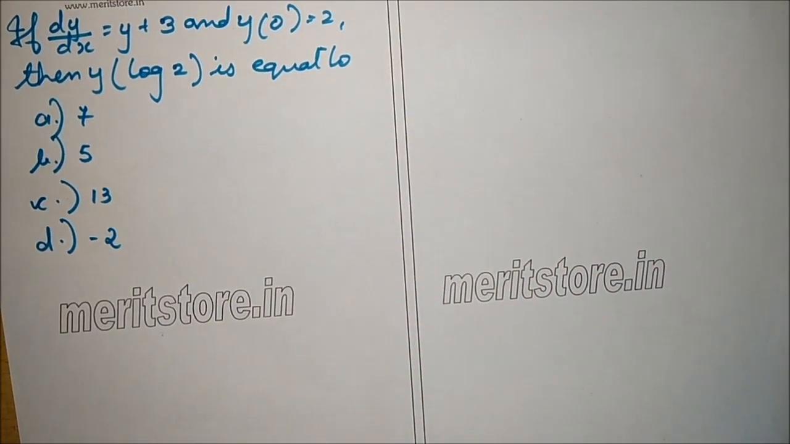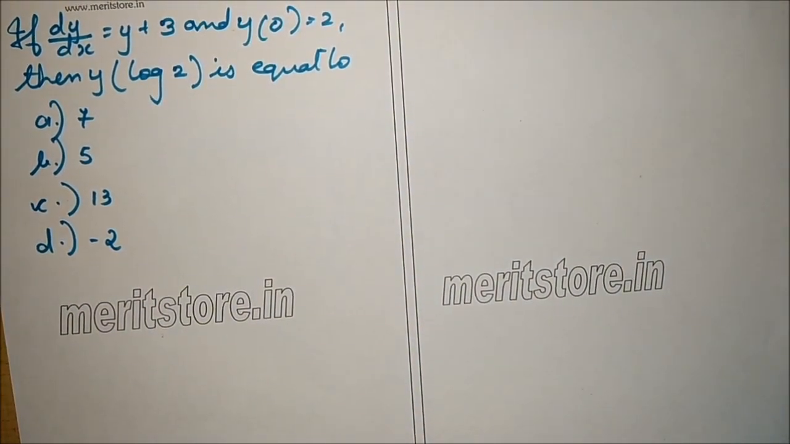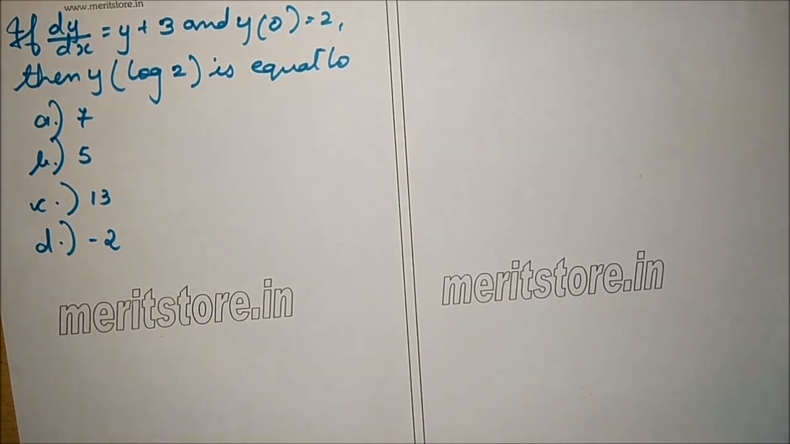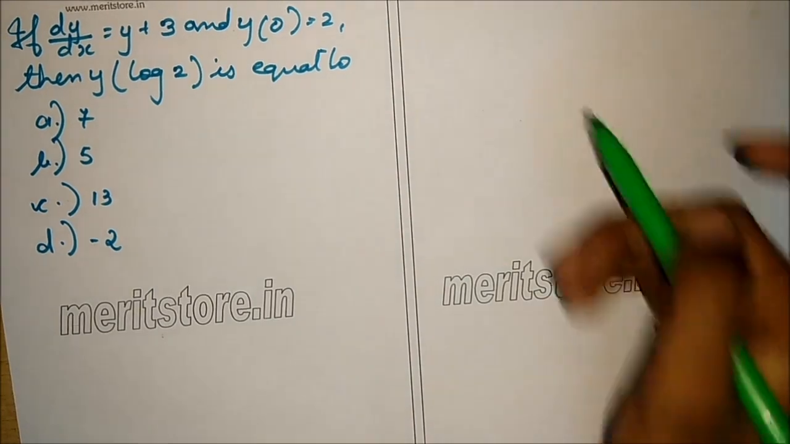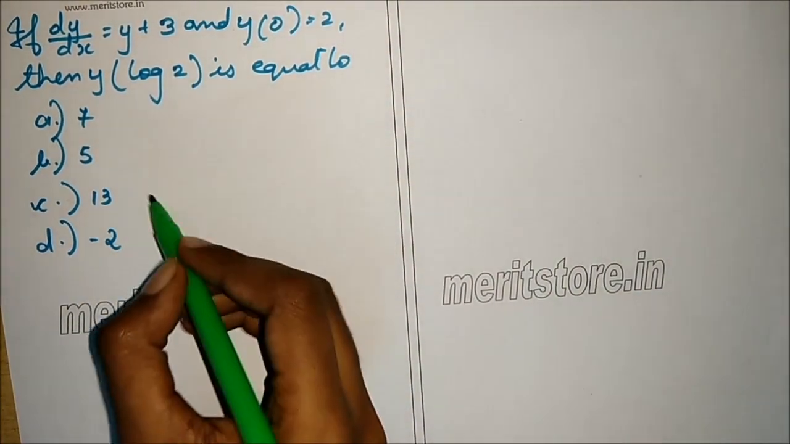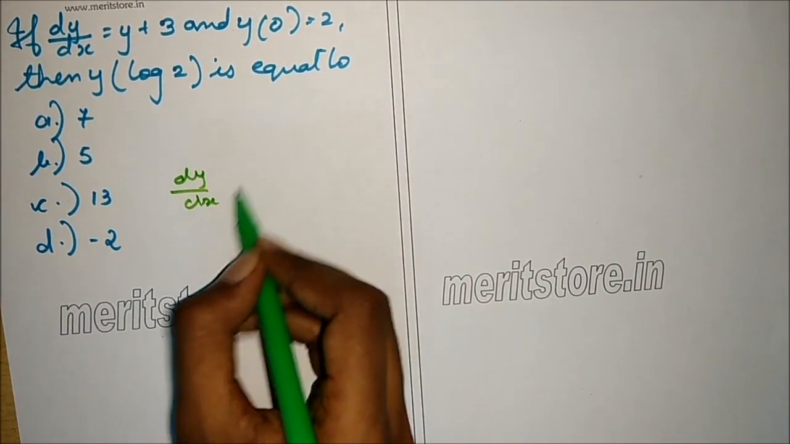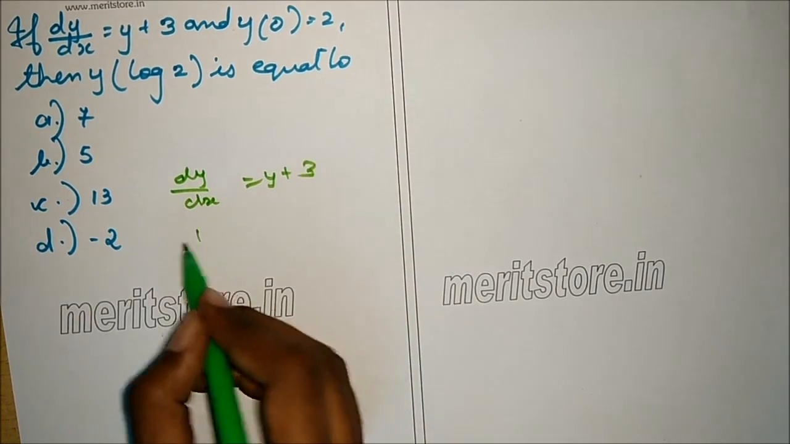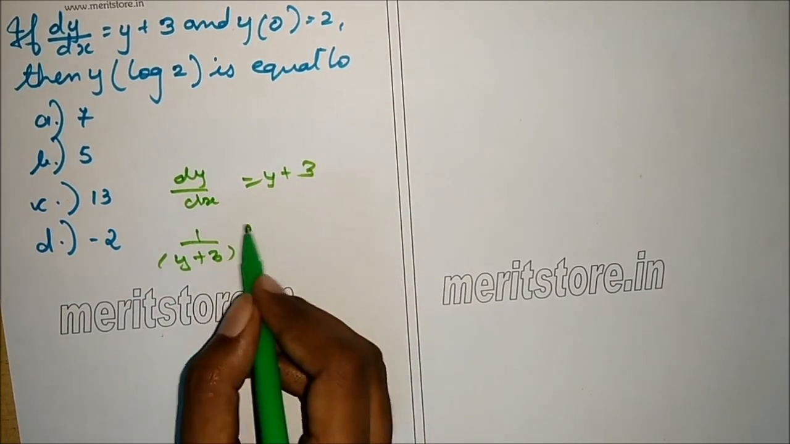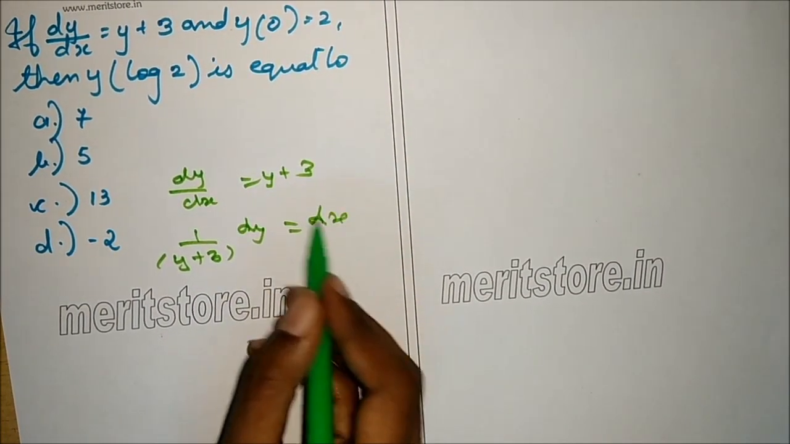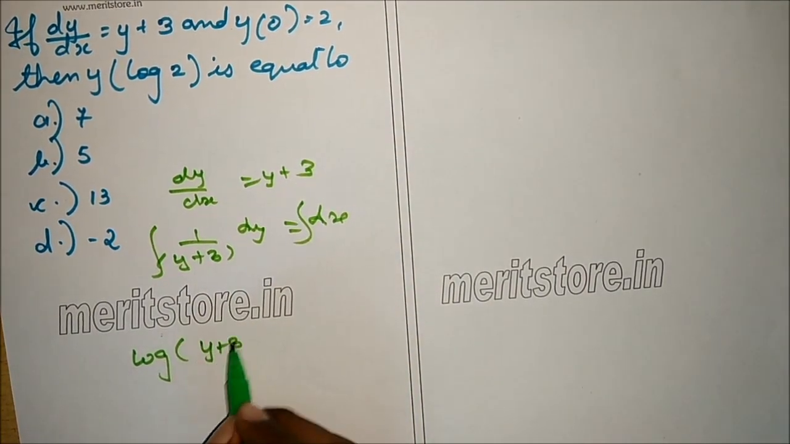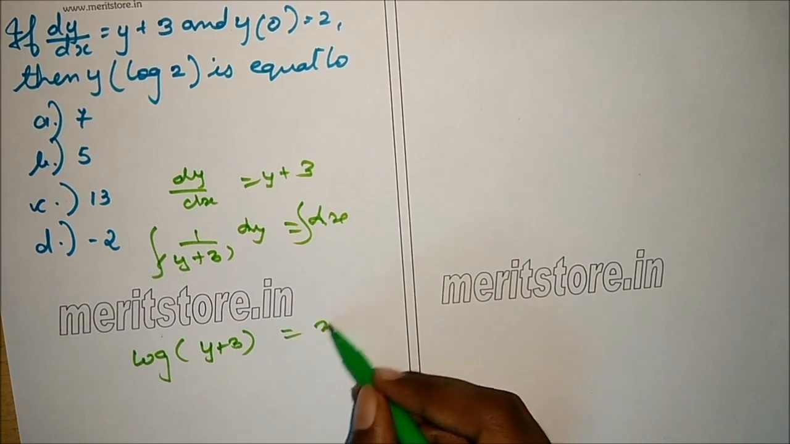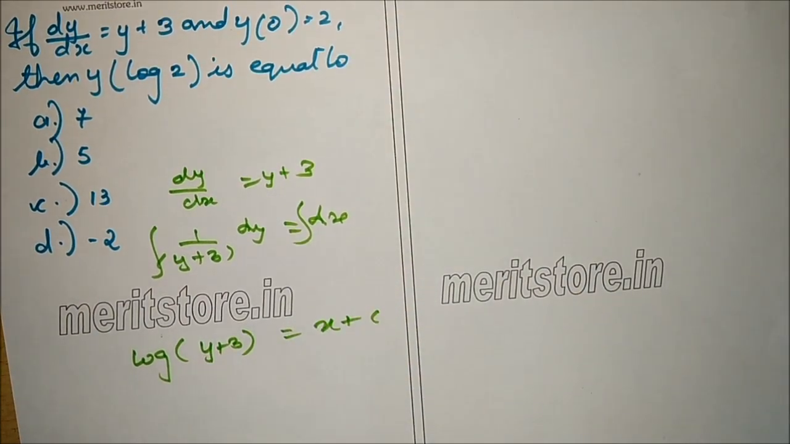dy by dx is equal to y plus 3, then y of 0 equals 2, then y of log 2 is equal to what? So given is dy by dx equals y plus 3, therefore 1 by y plus 3 into dy is equal to dx. Now we integrate both sides, so this will be log of y plus 3 is equal to x plus c. So this is the general solution.